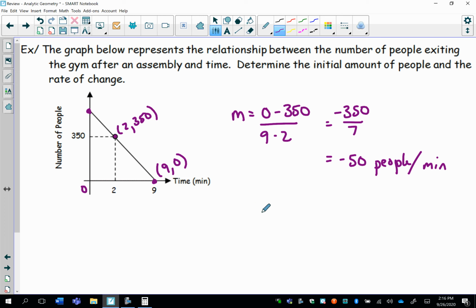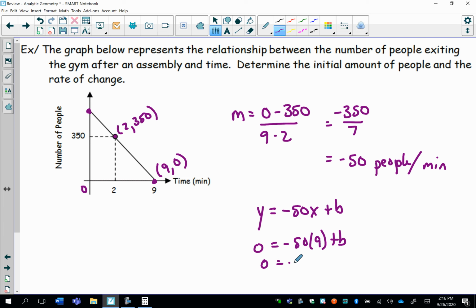How do we find that initial value? Well, let's go back and solve for it. Do we know any nice points on this graph? Absolutely, we've got 2 of them. Pick one. I'm going to pick 9, 0. I think it's nicest. It's only got 1 number involved.